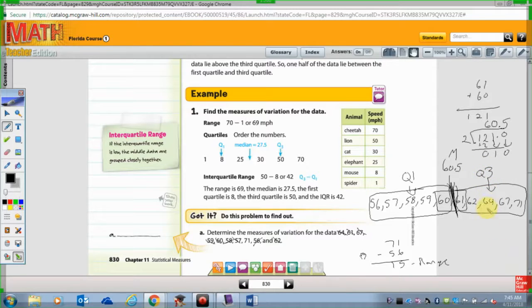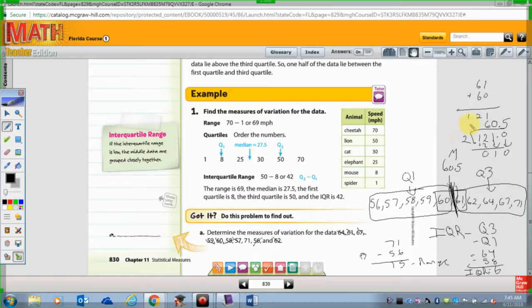And now I have my number set. So I have the range. I have quartile 1. I have the median, and I have quartile 3. There's one more thing that's called interquartile range, the IQR, and all you have to do for that is do Q3 minus Q1, which is 64 minus 58, and that gives you 6. So IQR equals 6.